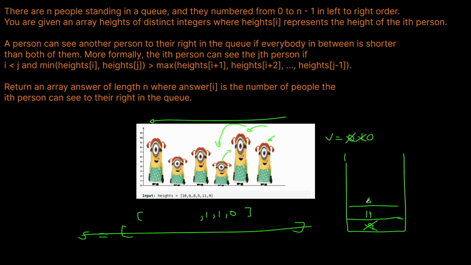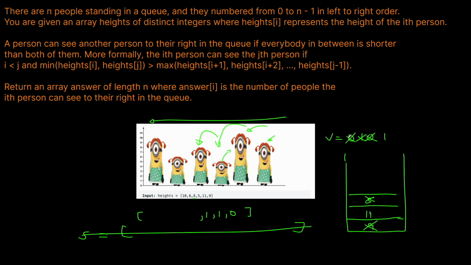So we're going to put this 5 into the stack. And then we move on to this minion, and this minion is of height 8. So the stack exists, and our current height is greater than whatever the top of the stack is. So we can remove this, and we're going to set visible to 1 because we have seen at least one person. And then we run up to the point where we can't go any further in terms of popping because 8 is not greater than 11. So we don't pop anymore from the stack.